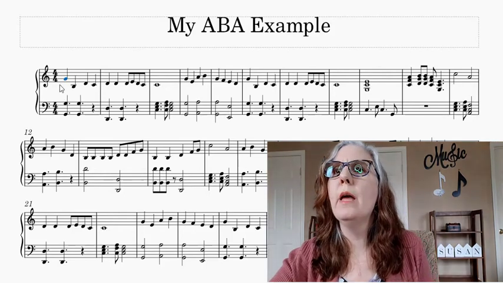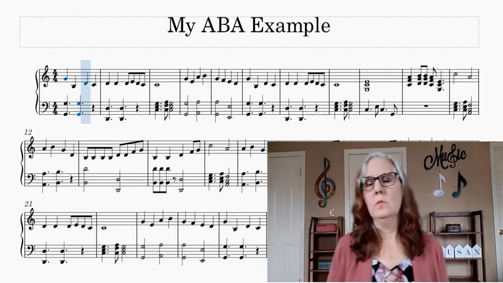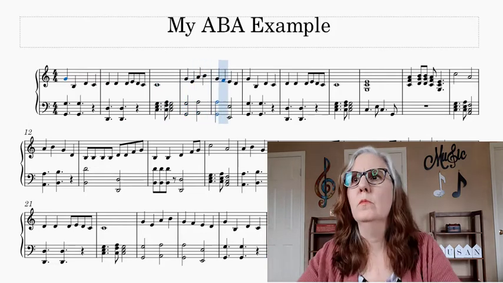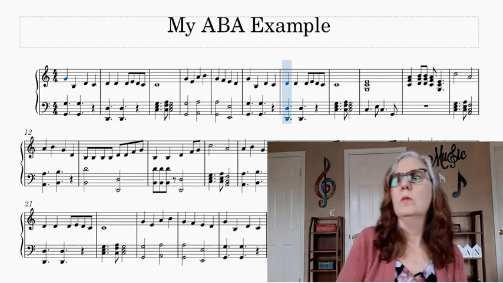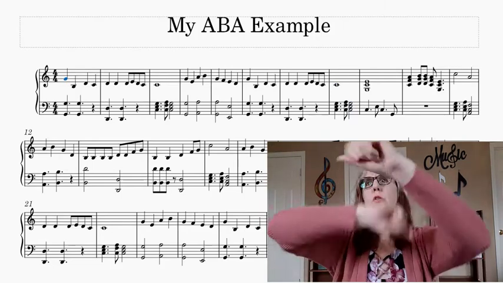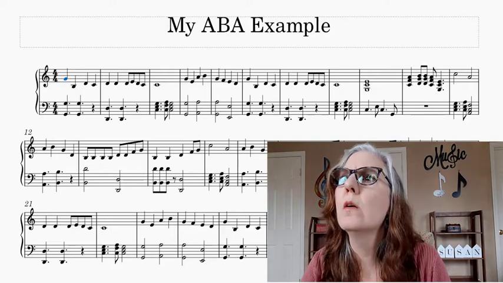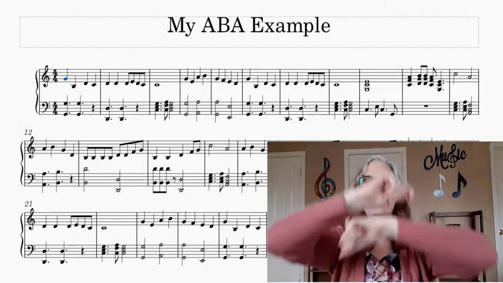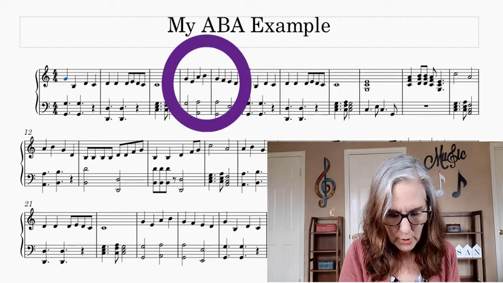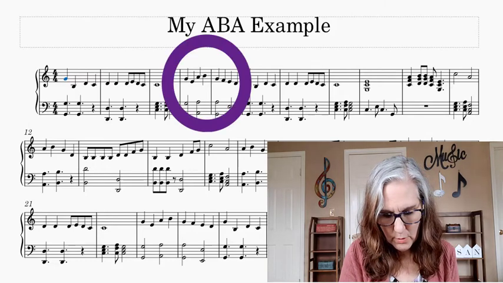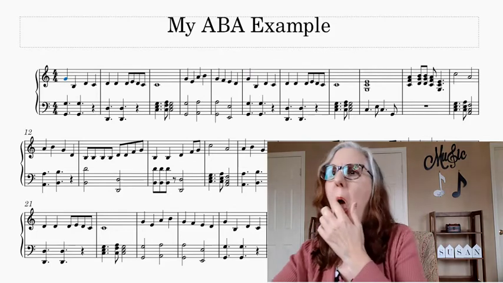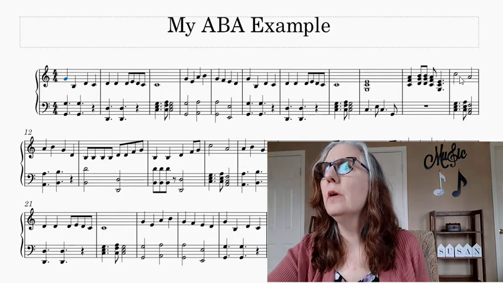So let's go back and try that A section again. Yeah, I like that better. So it's going to be 1, 2, 3, 4, 1, 2, 3, 4. So up, 2, 3, 4, down, 2, 3, 4 in that little B phrase of the A section. So roll arms, up 4, down 4. All right, so let's go on to the B section.